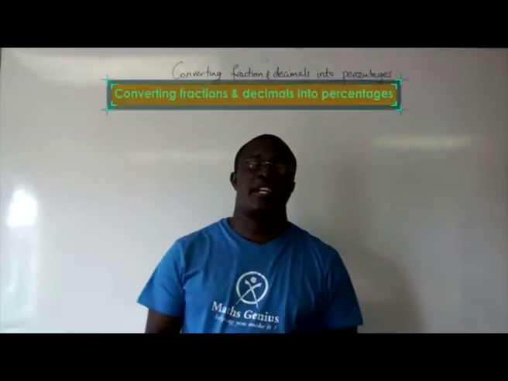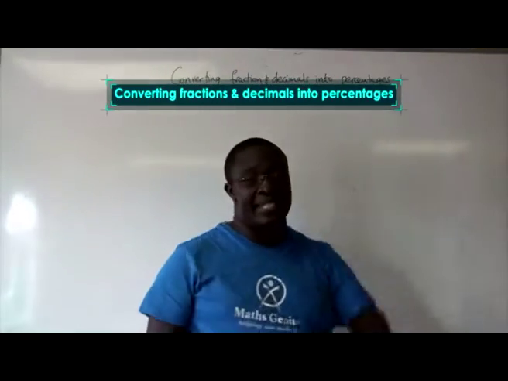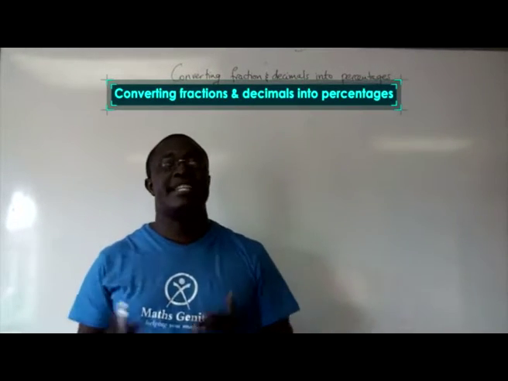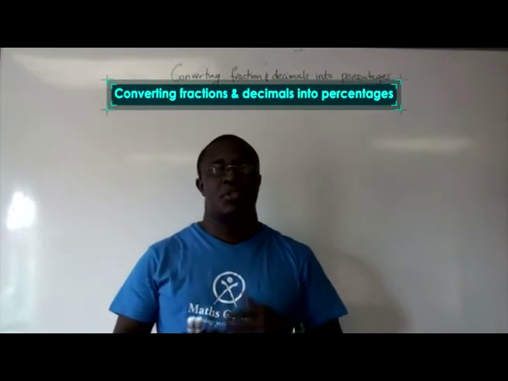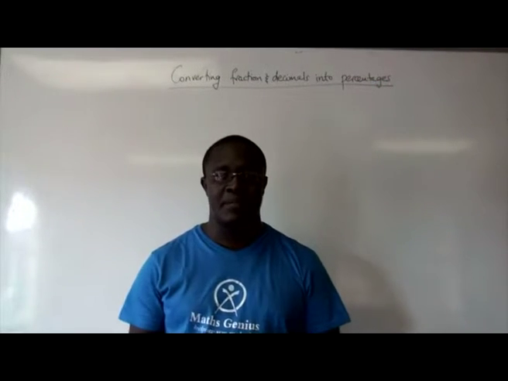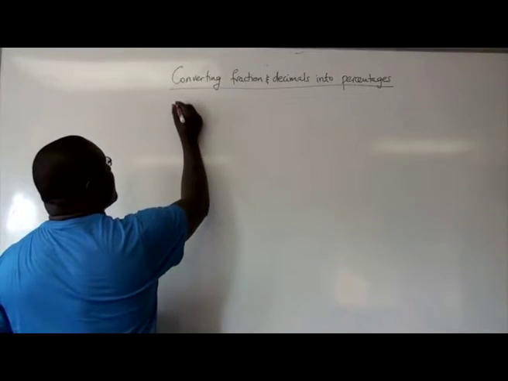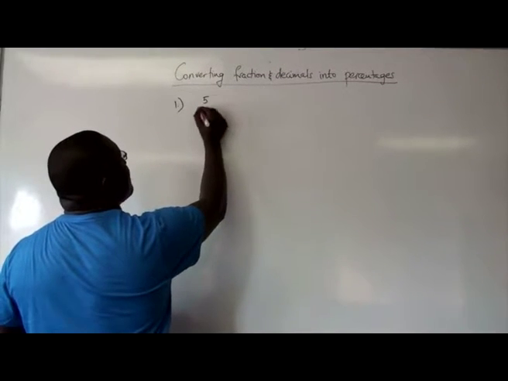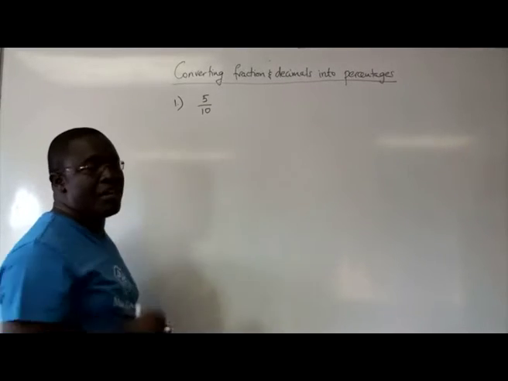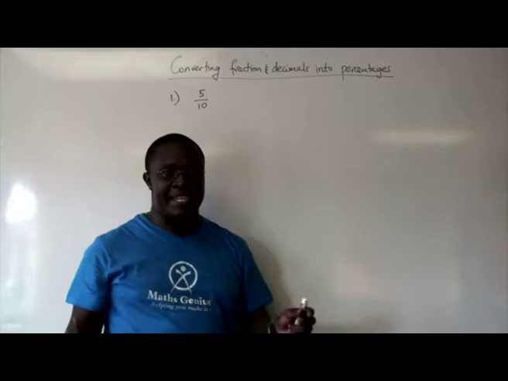So today we're going to be talking about converting fractions and decimals into percentages, because there are many situations whereby you would have to represent the same number in different formats. So let's say you have a fraction. This is the first example. Let's say you have 5 out of 10 and you want to represent this fraction as a percentage.